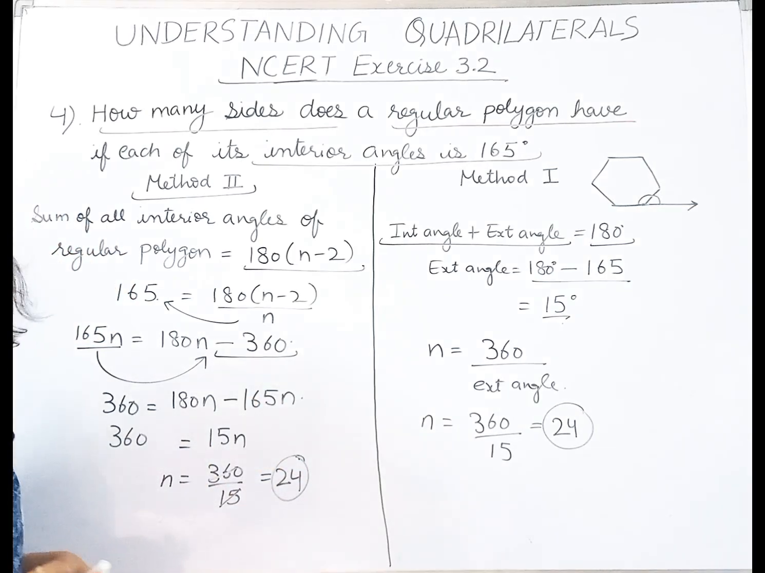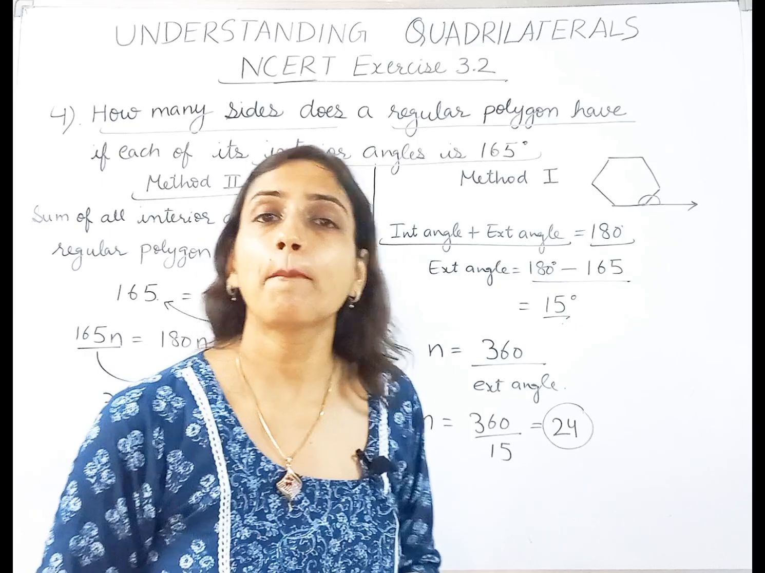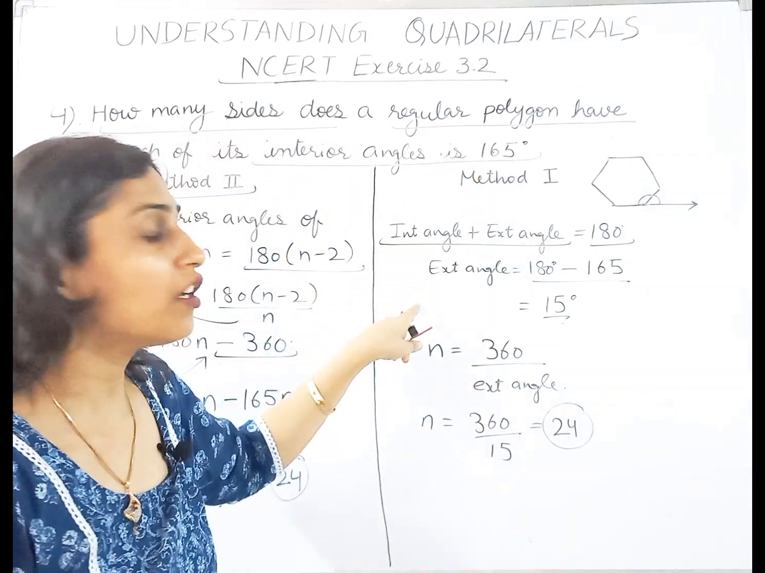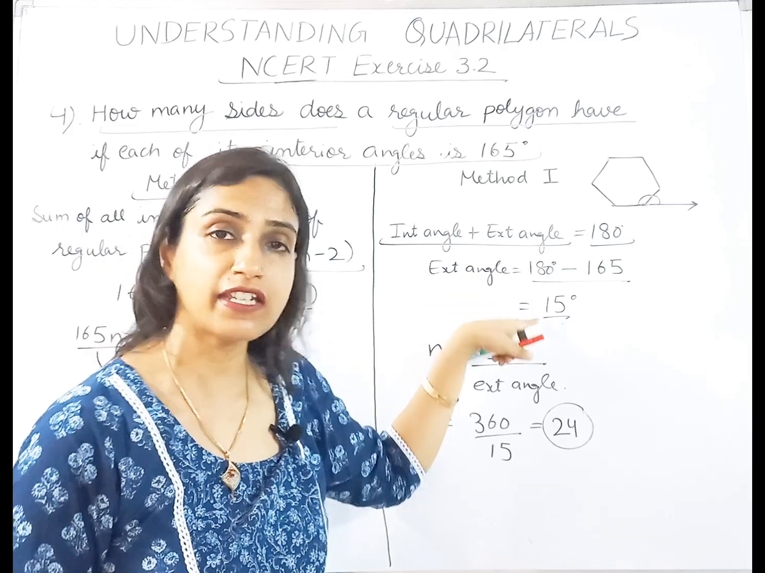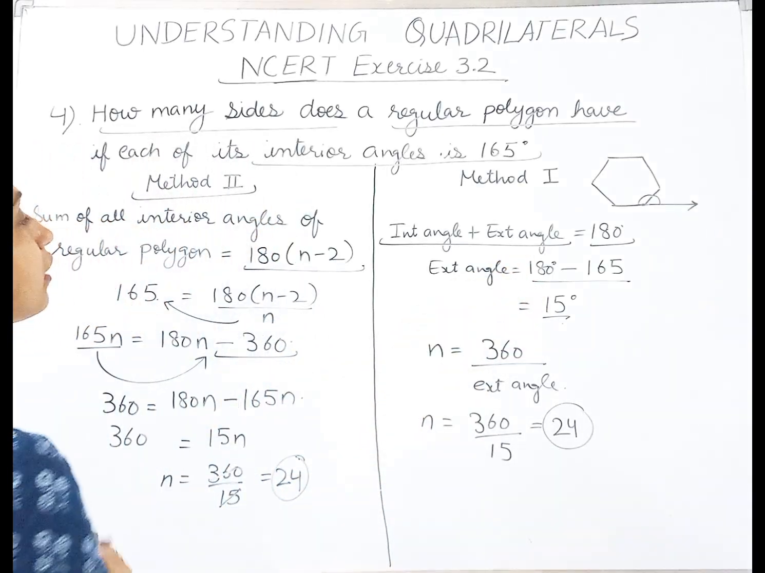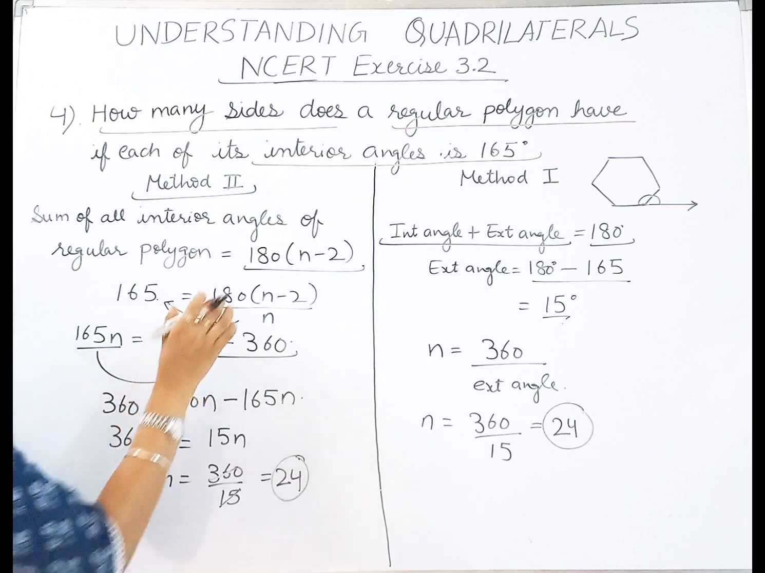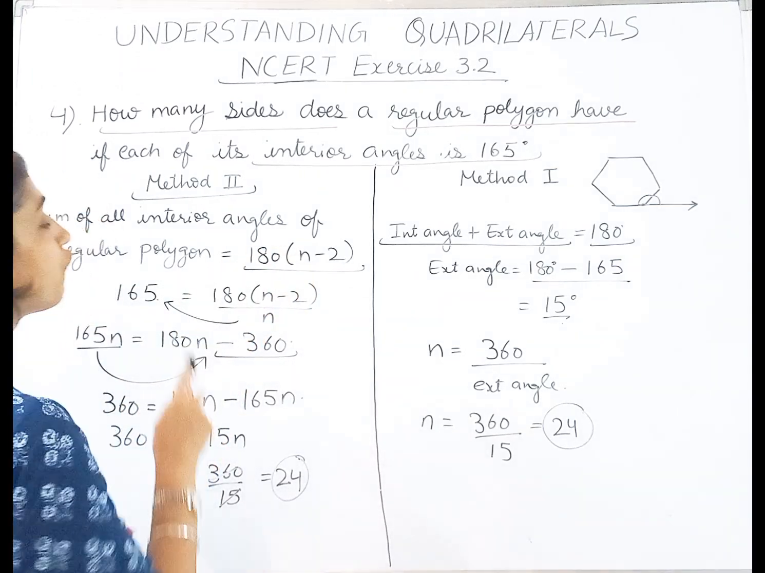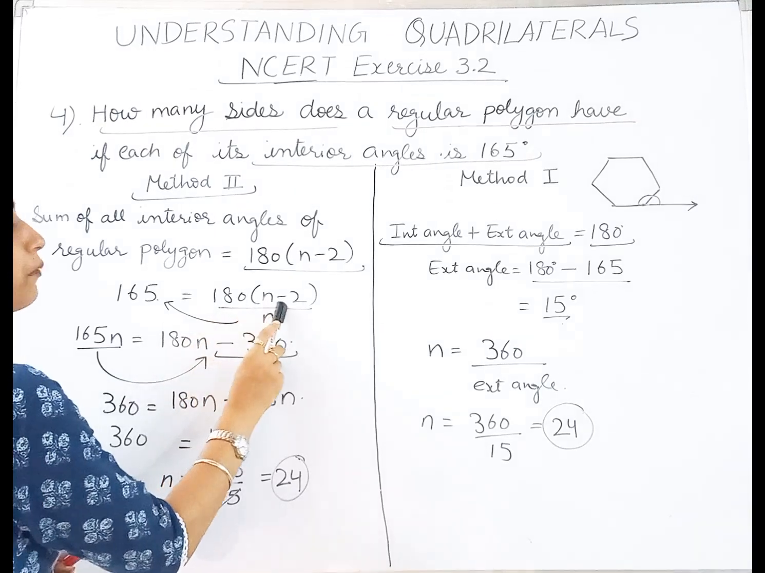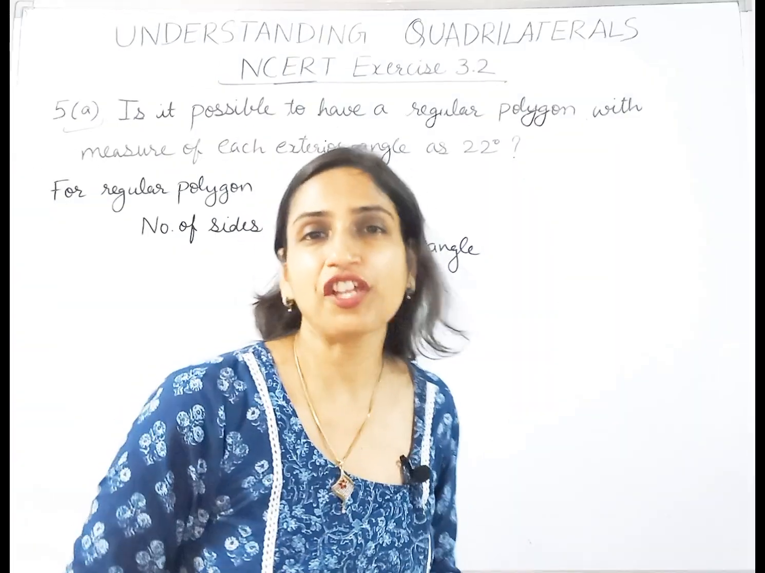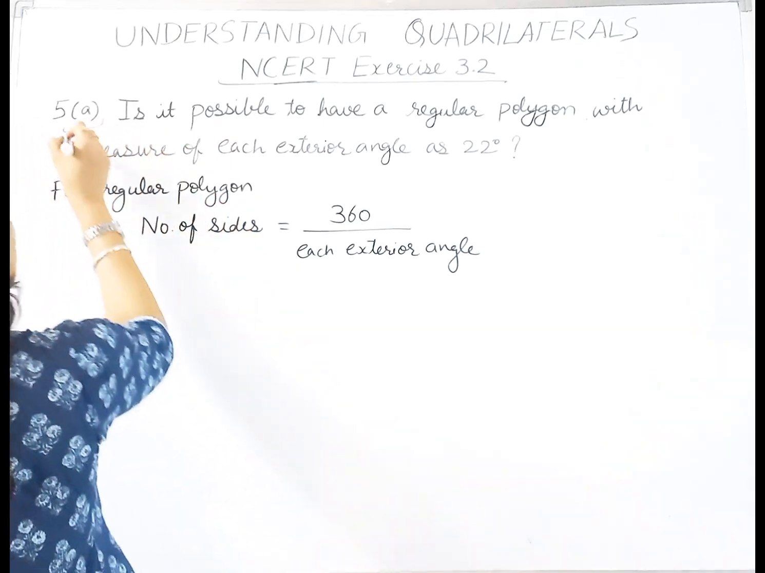So we can calculate the number of sides by two methods if we are given the interior angle. Here we firstly calculated the exterior angle and then calculated the number of sides, and in method 2 we directly apply the formula for the interior angle of the polygon, which is equal to 180 into (n minus 2) divided by n. The next question of the exercise is 5a.